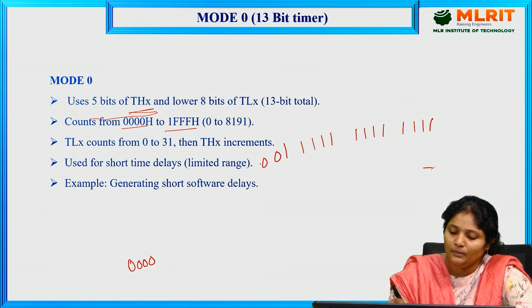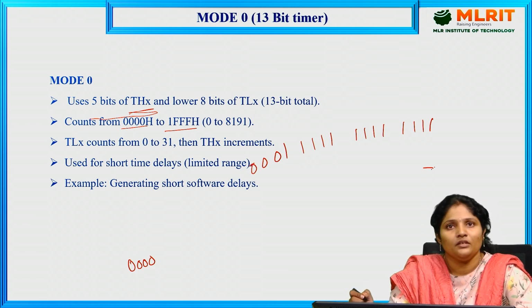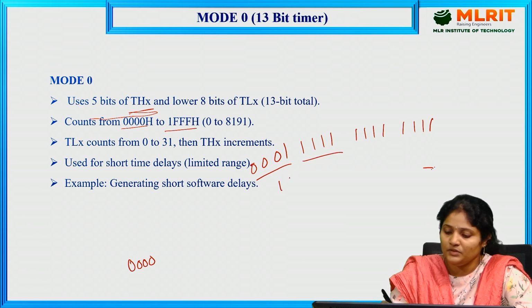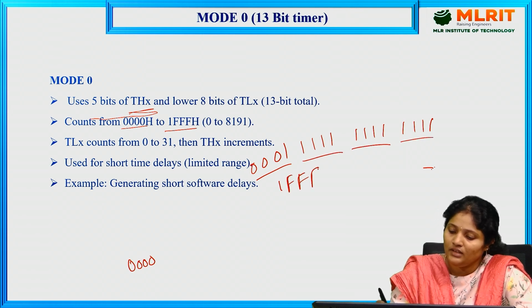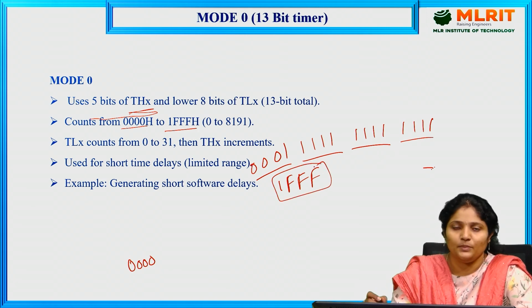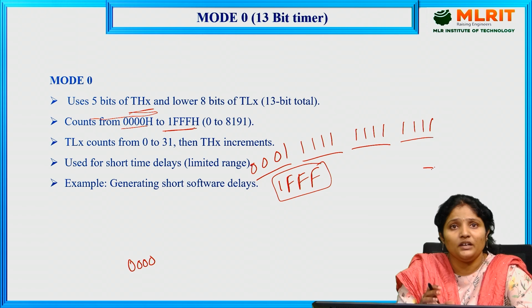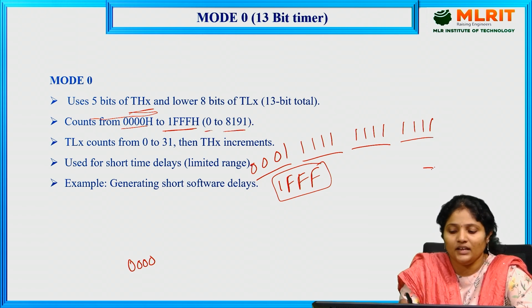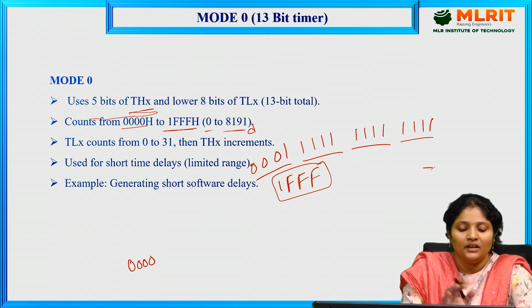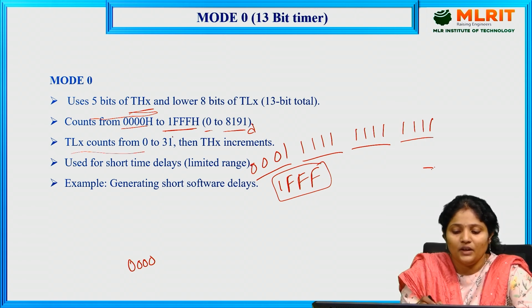The remaining bits make up 16, right? So here this is 1, and the maximum is F here, F here, and F here: 15, 15, 15. So the maximum value is 1FFF. That's why, in this mode, the timer can count from 0 to 8191 in decimal values. The TLX counts from 0 to 31 and it will then increment THX.